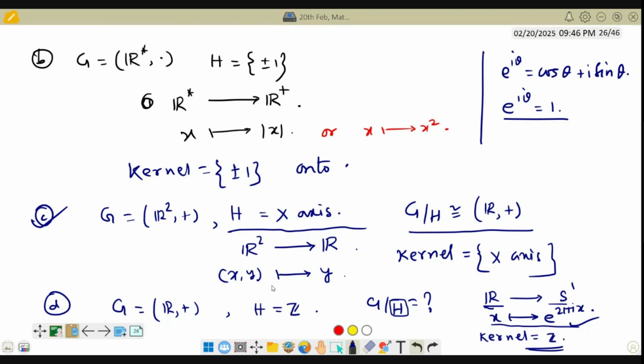But given any G, you want to identify the quotient. So for this, you need to know that G star. Otherwise, it's difficult. For any arbitrary G, that's difficult.